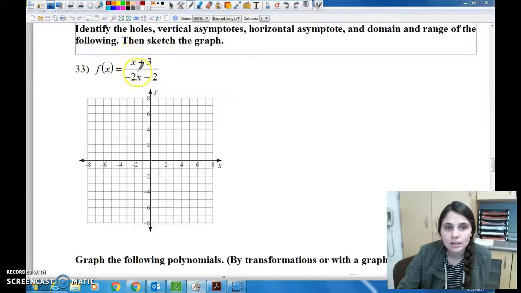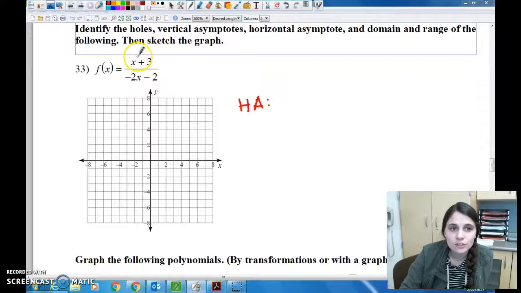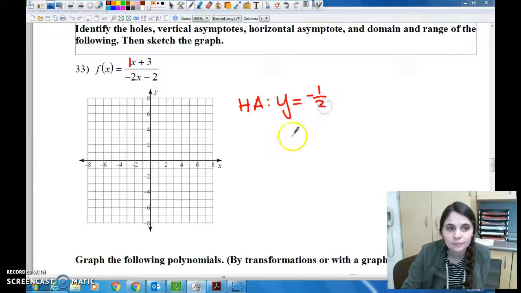So I start by saying, okay, I want to make sure I know what the horizontal asymptote is, and that's based on the powers, or the exponents. So this has just an x to the first in the top and an x to the first in the bottom. So since they're the same, the horizontal asymptote is a ratio of the numbers in front. So this would have like a 1 in front. So you have a horizontal asymptote at y equals negative 1/2.